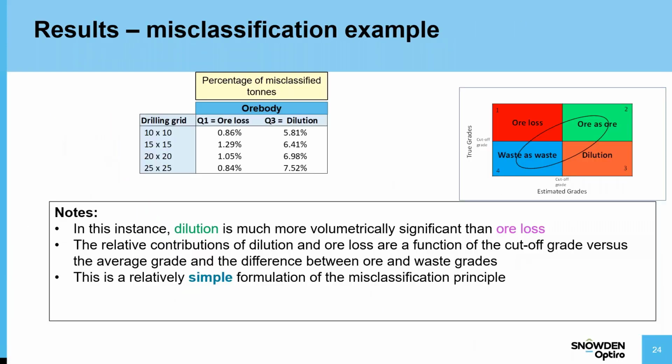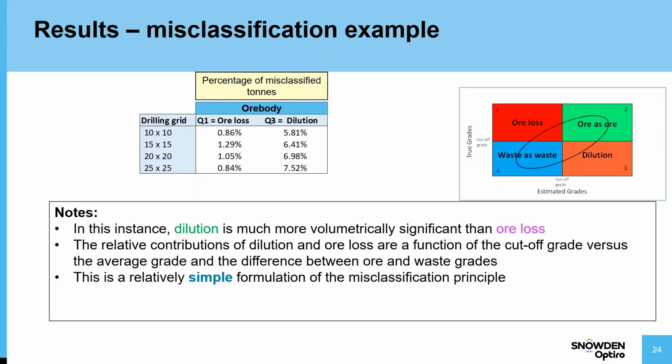So the relative contributions of the dilution and the ore loss are a function of the cutoff grade. They are also a function of the relative grade of the ore body and the relative difference between the high grades and the low grades. If you've got a transition from high grade to low grade, you're going to find that your ore loss and dilution quadrants are going to be quite different. If you have some high grade areas and some low grade areas, then it'll be different.